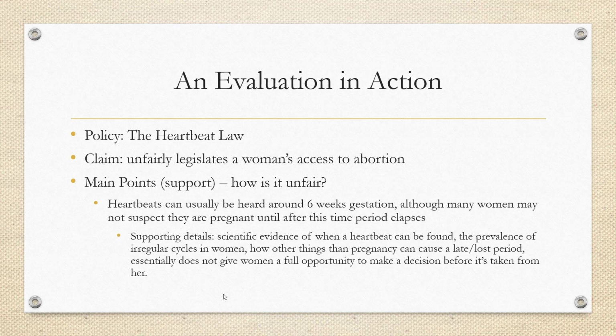And in essence, because it's ignoring all of these reasons why a woman may not know or may not suspect a pregnancy by the time that they hit 6 weeks, which is usually about when that heartbeat can be found, it does not give women a full opportunity to make a decision before it's taken. Right? And that is a problem. That is unfair.